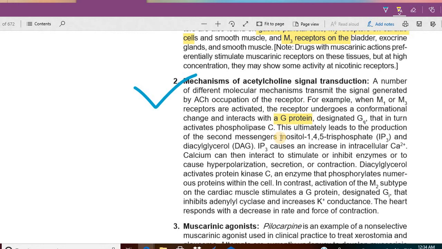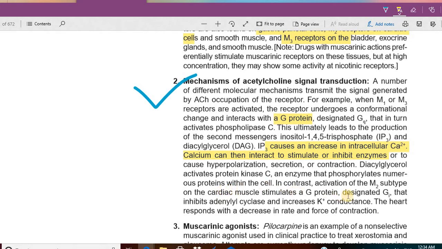This ultimately leads to the production of the second messengers inositol 1,4,5-triphosphate and diacylglycerol. IP3 causes an increase in intracellular calcium, which can then interact to stimulate or inhibit enzymes or cause hyperpolarization or contraction. Diacylglycerol activates protein kinase C, an enzyme that phosphorylates numerous proteins within the cell.